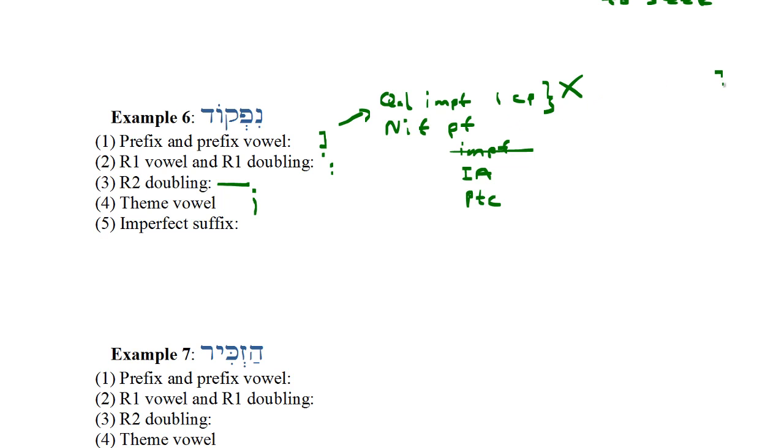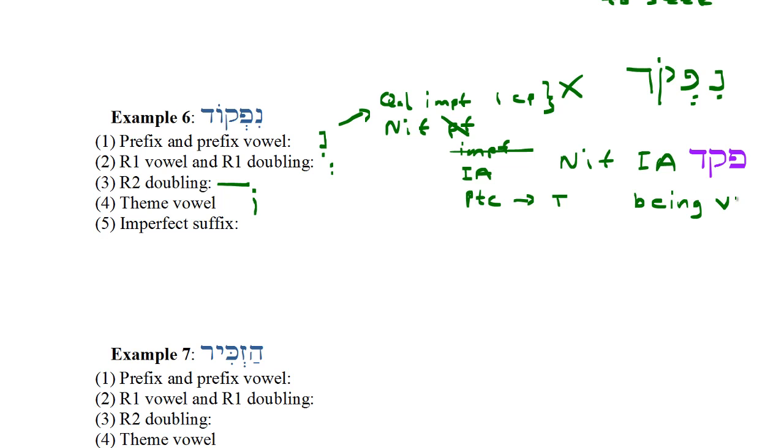Nifkode, we would expect to see like that, nifkode, if it was a cal imperfect first common plural. The nafal perfect would have an A-class vowel as its theme vowel. This has a holem vav, so this eliminates the perfect. And the participle would also actually have a long A. We haven't seen participles yet, but we would actually have a comets theme vowel for the participle. And so what we have left here is infinitive absolute, the alternate form of the infinitive absolute. So we have a nafal infinitive absolute, and the root is pakad, and the meaning here would be something like being visited. The passive of pakad, which is to visit or to appoint. So being visited.